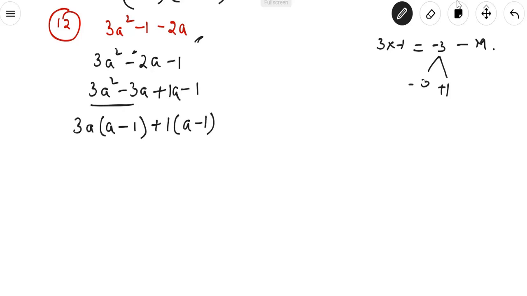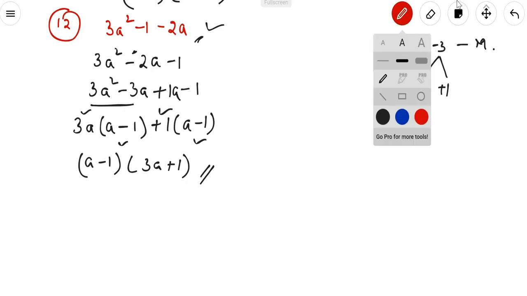So in this equation, what is common? This term and this term is common. So I'll take it outside, a minus 1. If I take this outside, what is left? 3a is left, and plus 1 is left. So these are the two factors of your problem number 12. I hope you have understood. We'll go for the next problem.